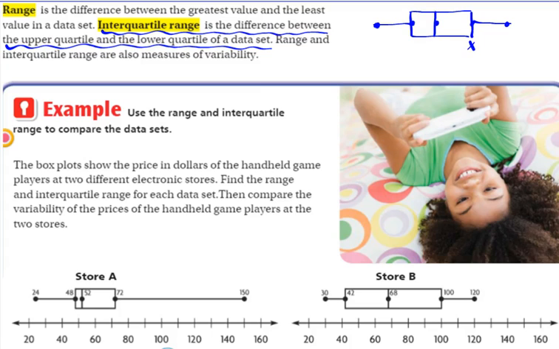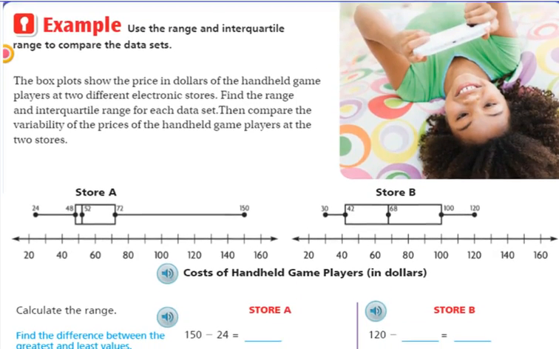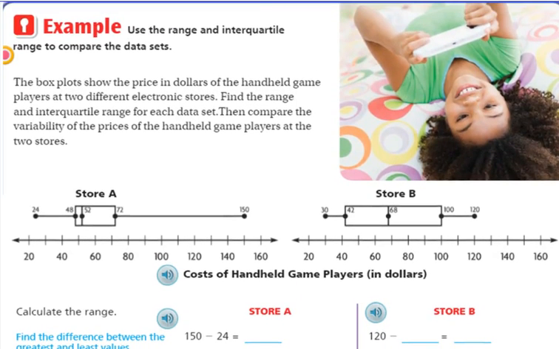So we would take this and find the difference. You already know how to make that whole box plot with the upper and the lower quartiles. So now all you have to do is subtract the upper and the lower. So range and interquartile range are also measures of variability, which we're talking about in this lesson. If we scroll down, here's an example.